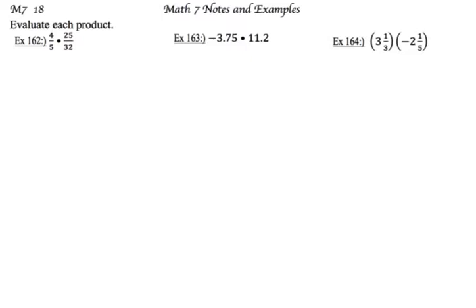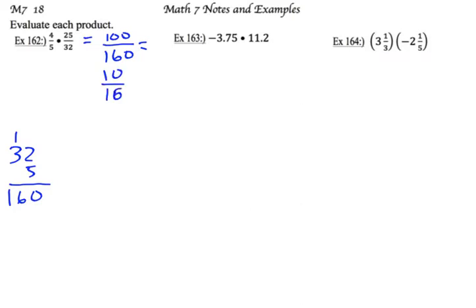Evaluate each product. 4/5 times 25/32. Now, we need to multiply straight across and reduce. I do prefer reducing first, but I will demonstrate both. If you multiply straight across here, 4 times 25 is 100. 5 times 32 is 160. And then I will reduce that. It looks like I can divide top and bottom by 10, giving me 10/16. And then I can divide top and bottom by 2, giving me 5/8. And 5/8 will not reduce any further, so 5/8 is the answer.